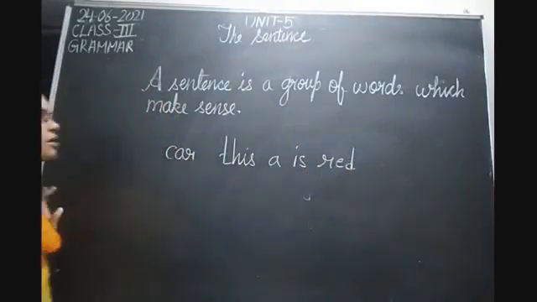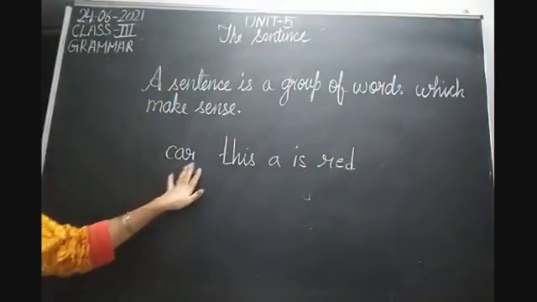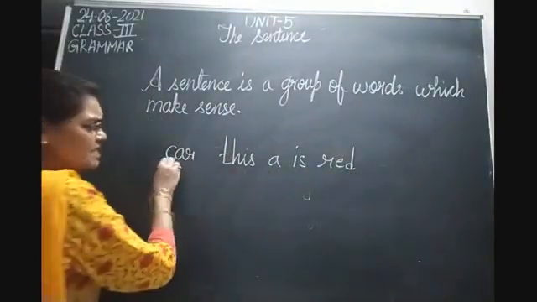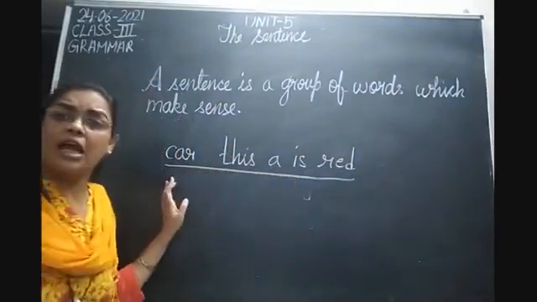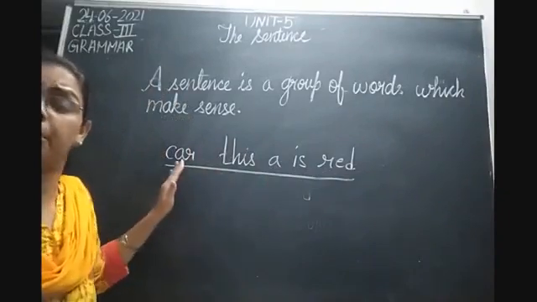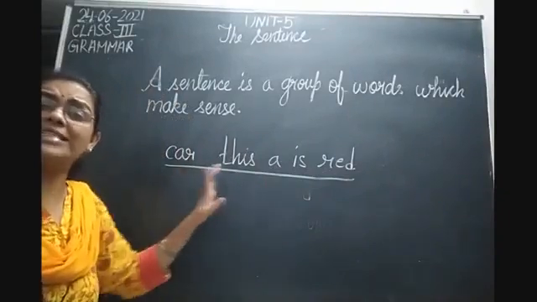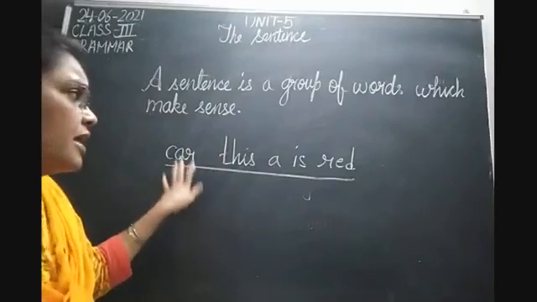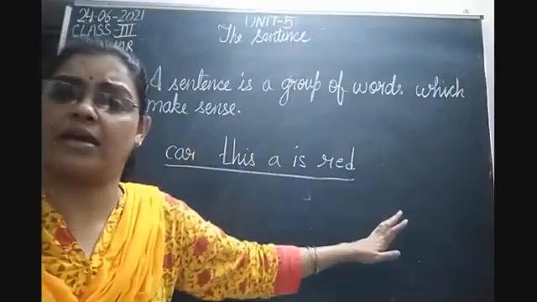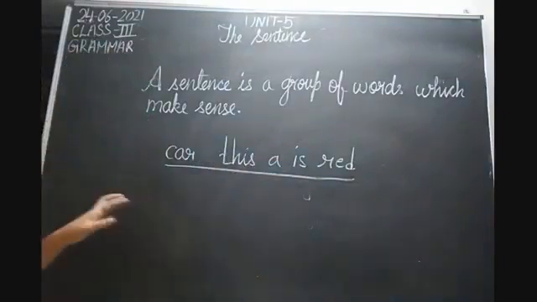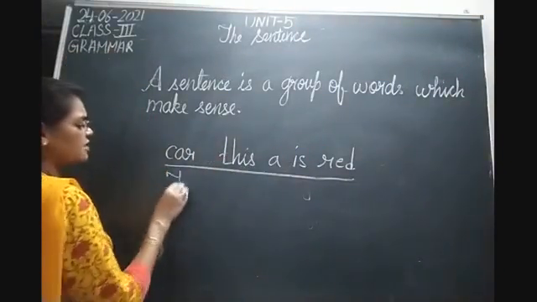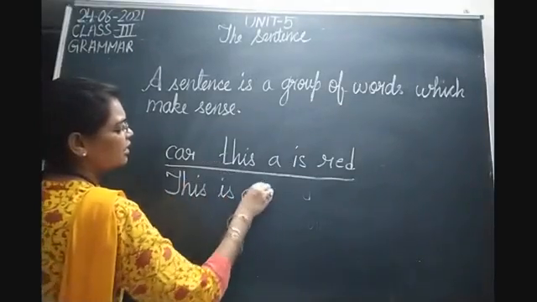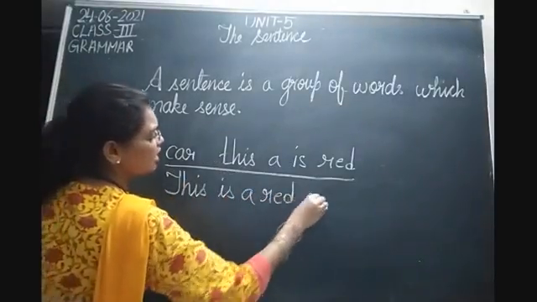This now, can you read this? Car, this is red. Is this a sentence? No, this is not a sentence because this is not making any sense. क्या ये sentence है? नहीं. Why? Because मैंने क्या लिखा है? Car, this is red. है ना? कोई meaning निकल रहा है? नहीं. है ना?